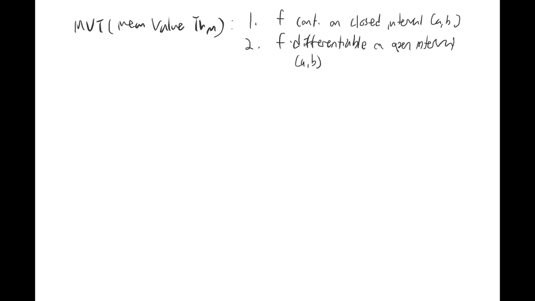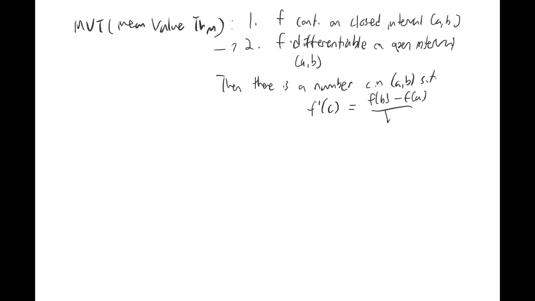So unlike the extreme value theorem and intermediate value theorem, this one requires f to be differentiable, right? So if you remember, the intermediate value theorem and the extreme value theorem only required continuity, right? Then there is a number C in (A, B) such that f prime of C is (f of B minus f of A) over (B minus A).